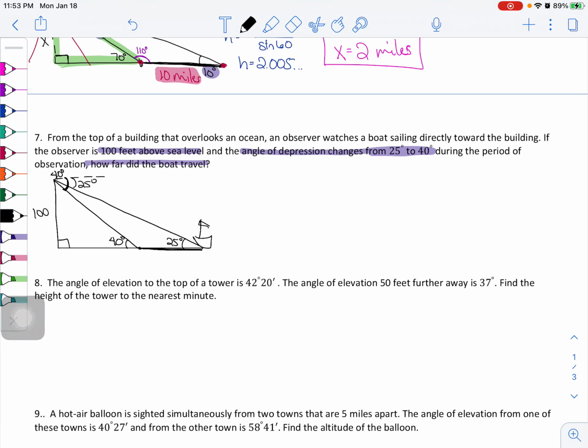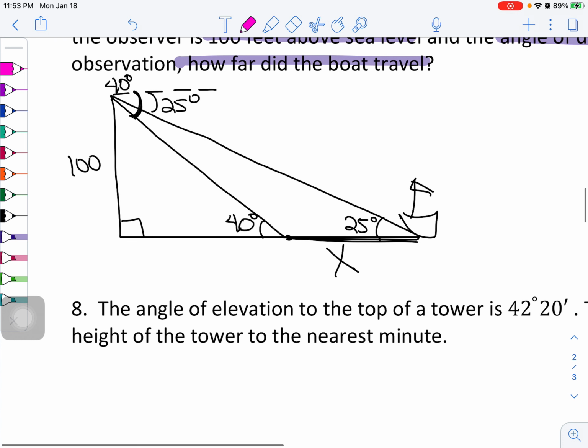The building is going to be perpendicular to the sea or the ground, whichever case might be here. And how far did the boat travel? So we're looking for X right there. I'm going to go ahead and zoom in, fill in some angles, and see what we can figure out. So 40, 50 degrees here. This is going to be 140 degrees right there.